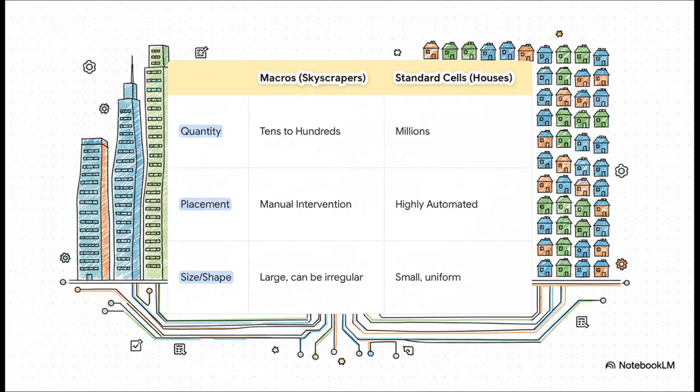And this is where you see a really cool contrast in the design. On one side, you have the macros, those big skyscrapers. There aren't that many of them, maybe tens or hundreds, and placing them is often a delicate, manual task that needs real human expertise. But on the other side, you have the standard cells, the millions of identical little houses.